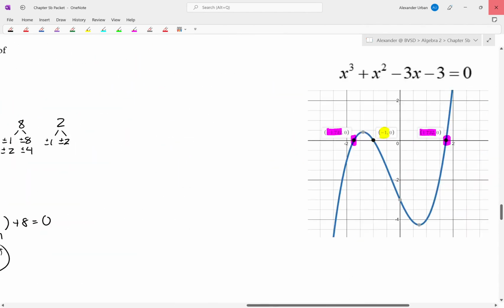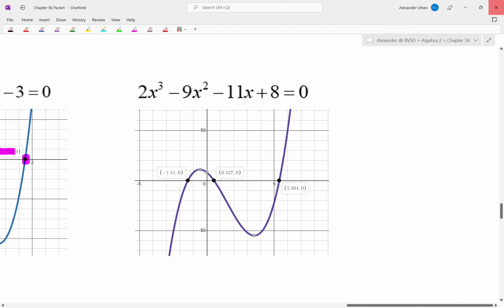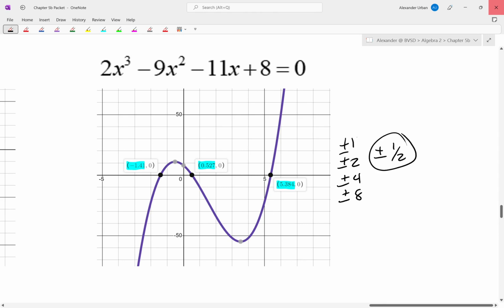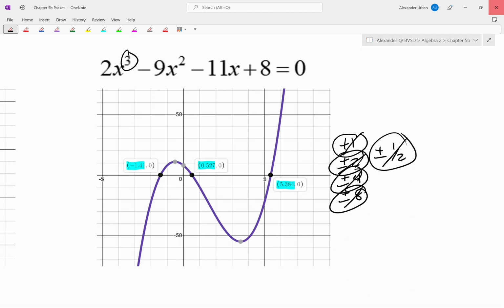So let's take a look at the graph and see why. If we zoom in on this graph, we can see that none of these values are going to be even close to plus or minus 1, plus or minus 2, plus or minus 4, plus or minus 8, or plus or minus 1/2. And that's just the unfortunate part of this, is sometimes we strike out. Just because the fundamental theorem of algebra says that there's going to be 3 solutions doesn't mean that our rational root theorem will actually get us 3 viable solutions.